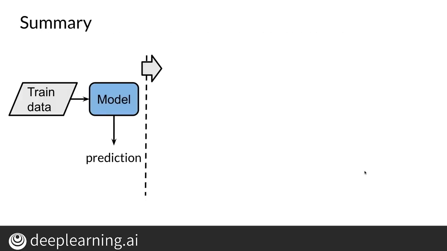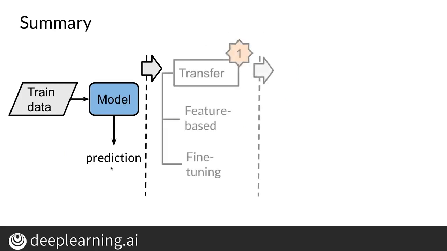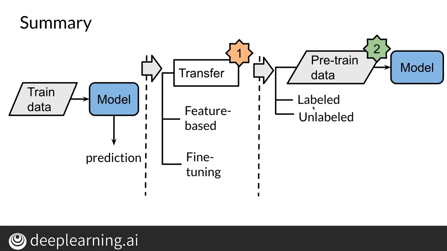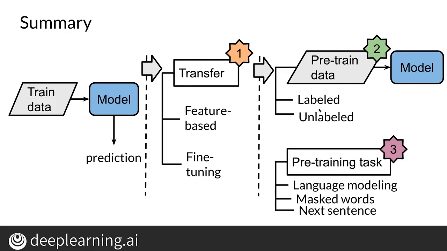So here's a summary of what you've seen so far. Usually you have some training data, you have a model, you make a prediction. We use transfer learning to get feature-based examples or fine-tuning. Feature-based like word vectors or word embeddings, and fine-tuning is something that you can do on downstream tasks. And then we can also use labeled data and unlabeled data to help us. You can train something on a different task on a different data set, and that will also help a little bit. And then you can use pre-training tasks like language modeling, masked words, or next sentence prediction.